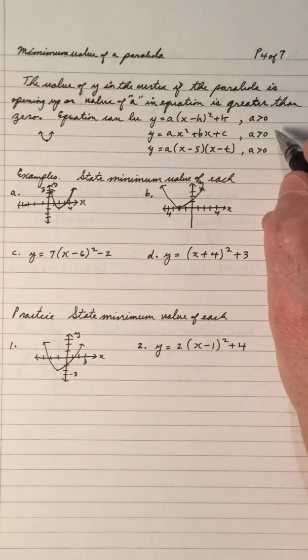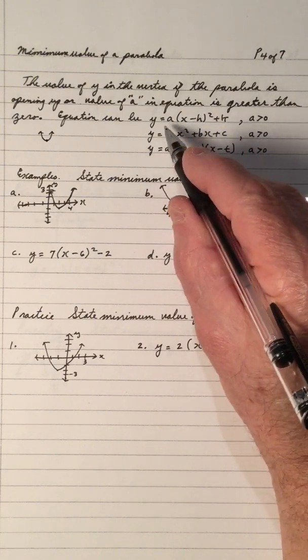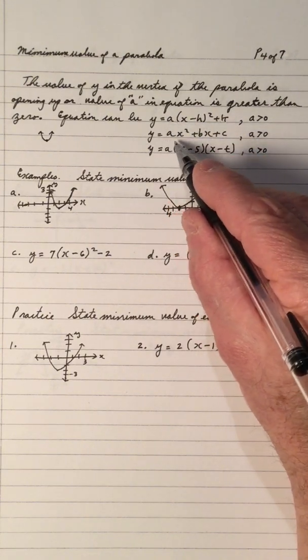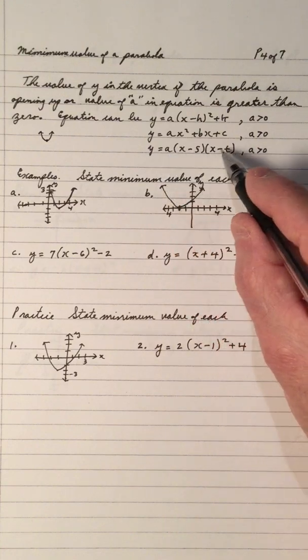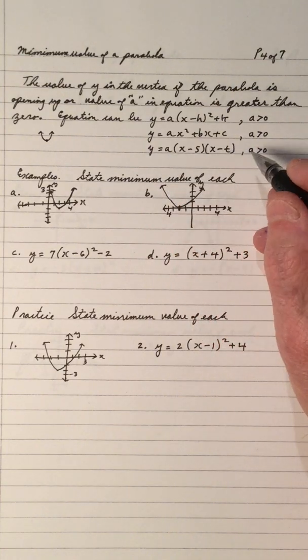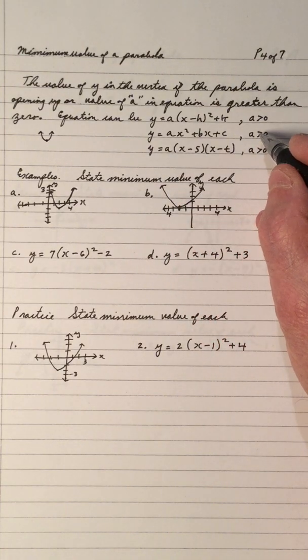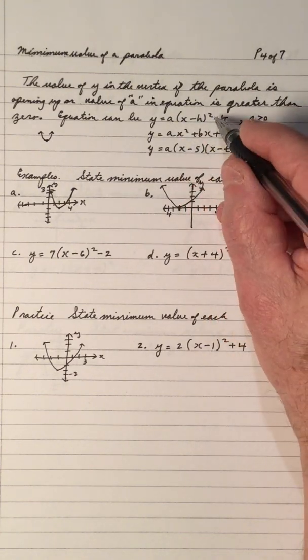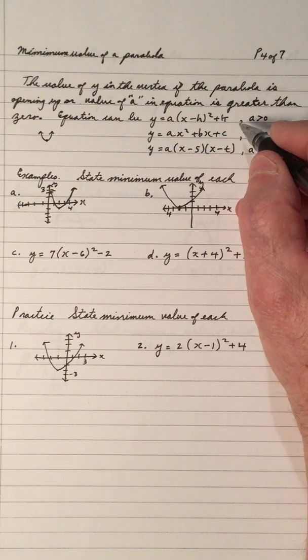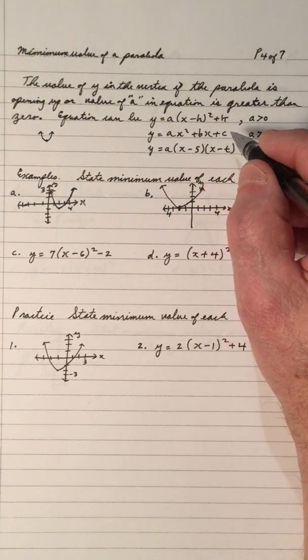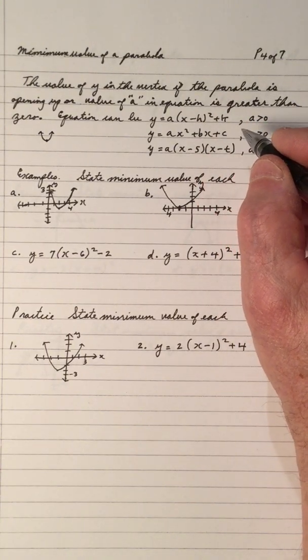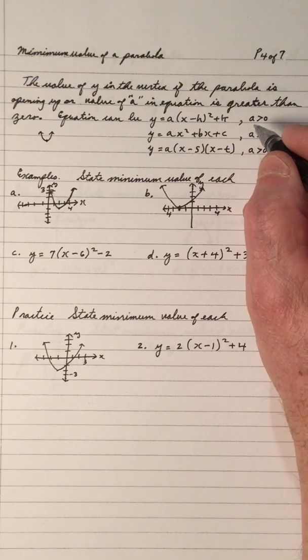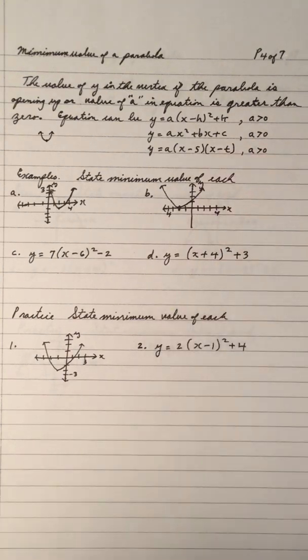Or if you have these equations like this, which is the vertex form, and this is standard form, and this is the x-intercept form, and if I say a is greater than 0 in each of these equations, that means any one of these equations represents a parabola opening up. So the minimum value is the y value of the vertex.